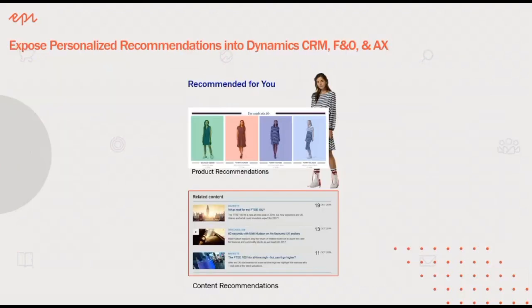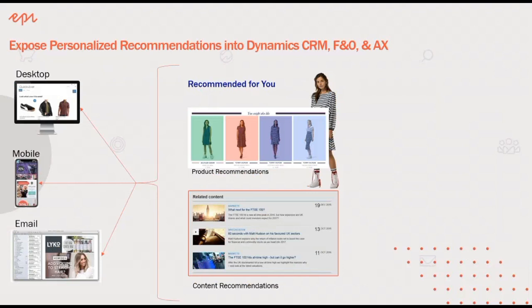We also have an AI-based recommendations engine that studies what people are doing on your website and then recommends content to them, whether it's suggested products that you and I are familiar with seeing on sites like Amazon or related content. You should read this article next. You should watch this video next. We provide that on our web platforms, on desktop, mobile, and email. That's something that's out of the box with our solution.